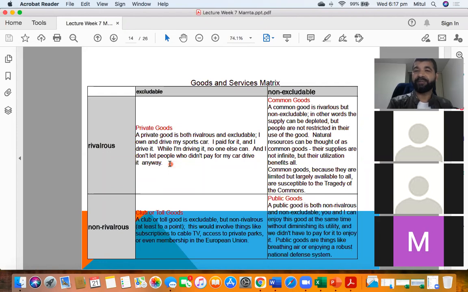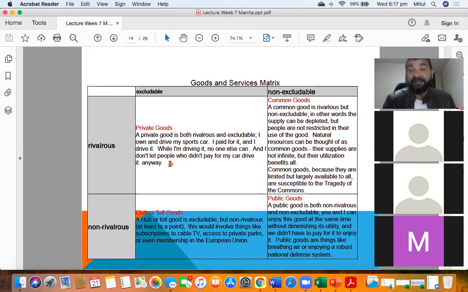Okay? For example, fish in the ocean. There are some fish in the Australian ocean. If you catch 20 fish, there are 20 fish less now for the other citizens to catch. It means when you catch it, it reduces the number. It means it's rivalrous. Can you stop someone from catching the fish from the ocean? You cannot. Anybody can go and catch, right?